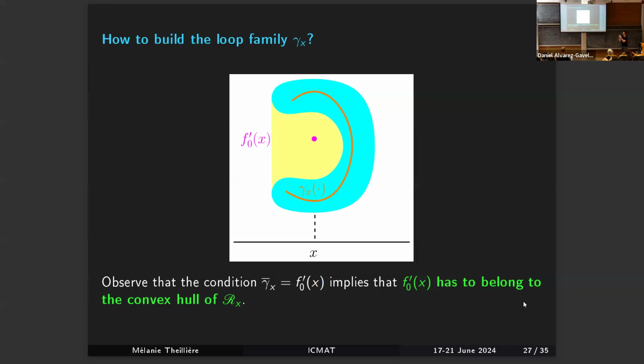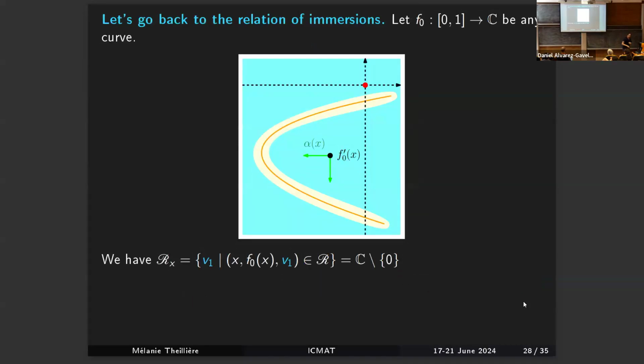So this is why it's called convex integration. It's because of the assumption of convexity on the slice of the relation. So let's go back to the relation of immersion. Here I put in blue again the slice of the relation. The relation is just avoid the point 0. So everything is a slice of the relation.